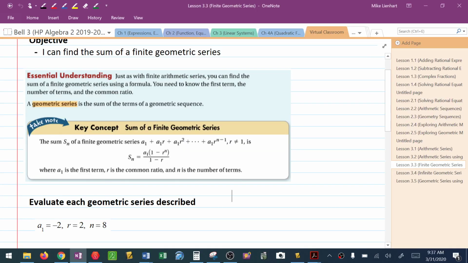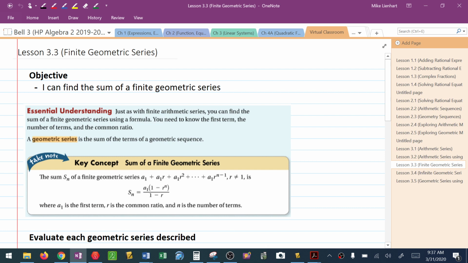Okay, this video is on what are called finite geometric series. So let's break down the title here first. Finite means there is a distinct beginning and end. So it might be, I want to add together 5 terms or something like that. A series means a sum, so we're going to add things together. So our objective for today is how do I find the sum of a finite geometric series?